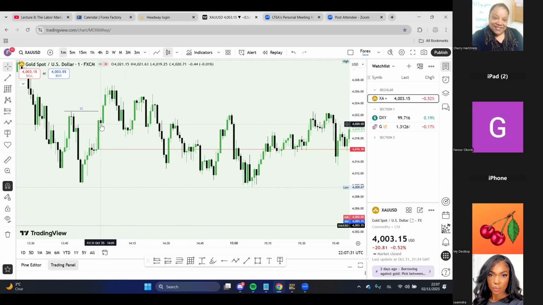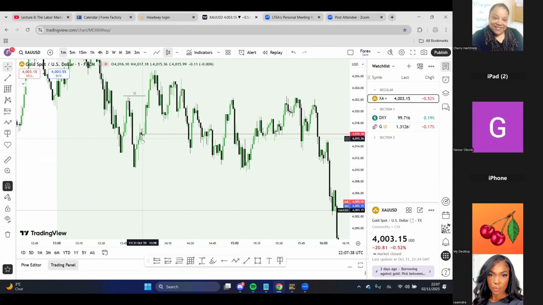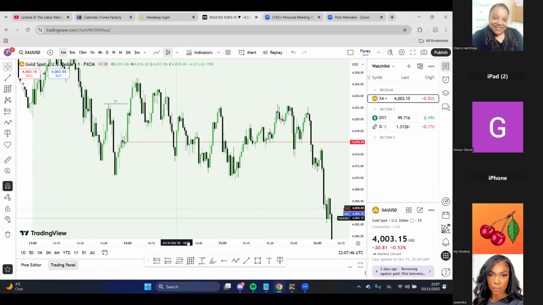We have this structure, pull back down, takes out that low. Even if you don't want to use that, you want to use this low right here, this accumulation phase, before price move all the way up. And price came there, took out the area. Now, where is the high and low that did that? You can use this high and this low.